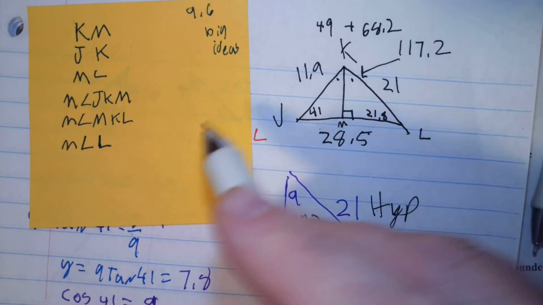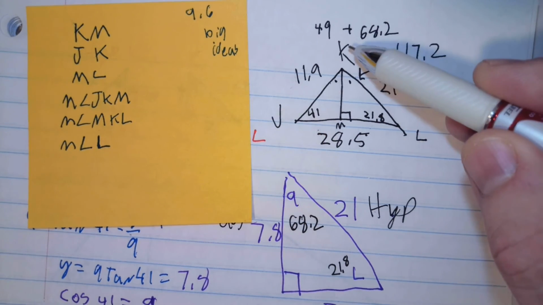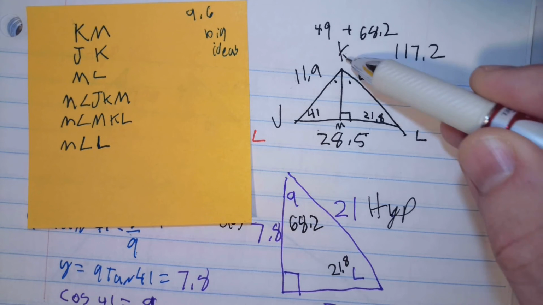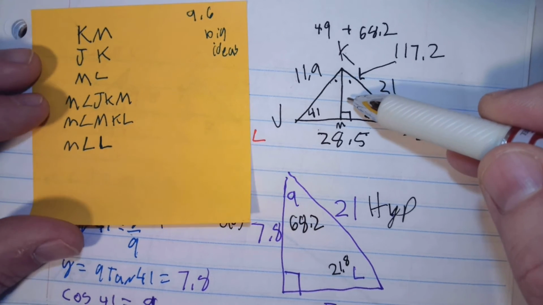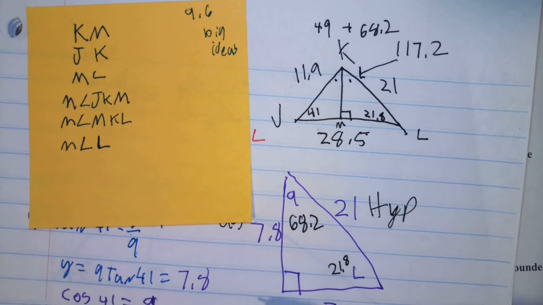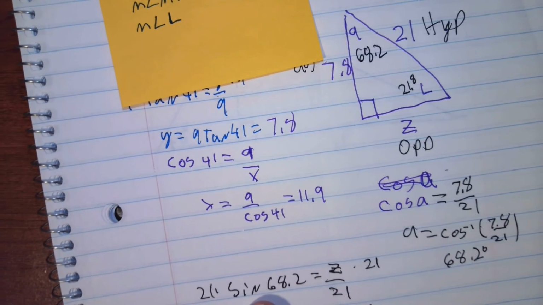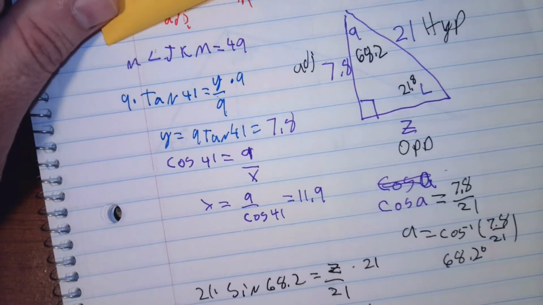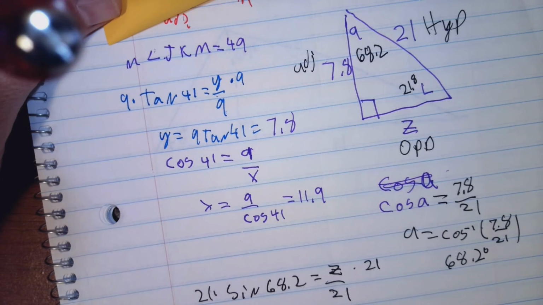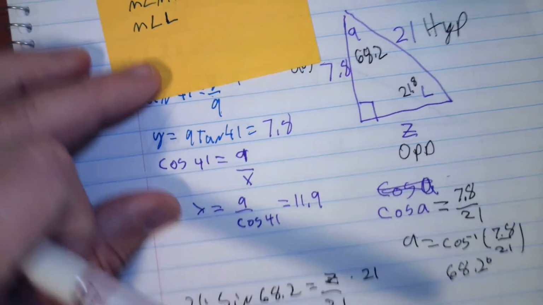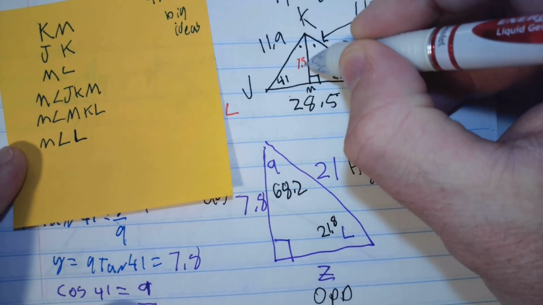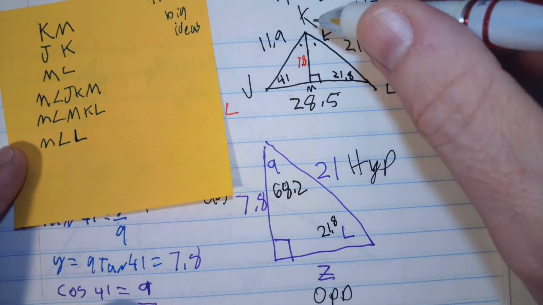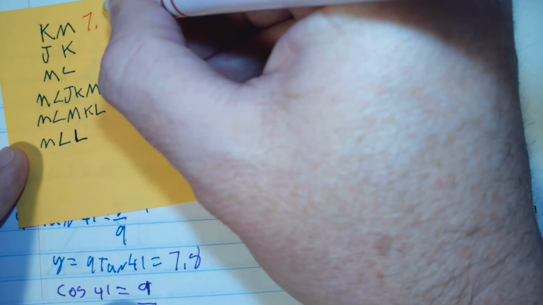So basically, KM would be here to here. Okay. And I didn't have that written down. We figured it out someplace. The place we figured it out was right here. Okay, I need to move this a little bit. And so that's what our KM was, and that would be 7.8. I didn't label it here. We used that to get another thing, but I didn't label it here. So that would be 7.8 feet.